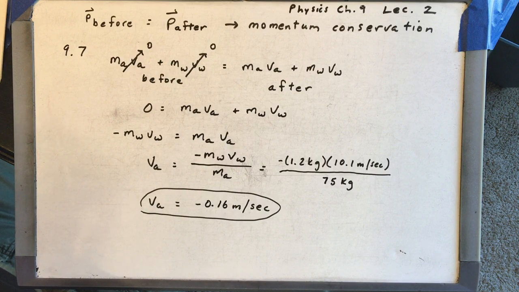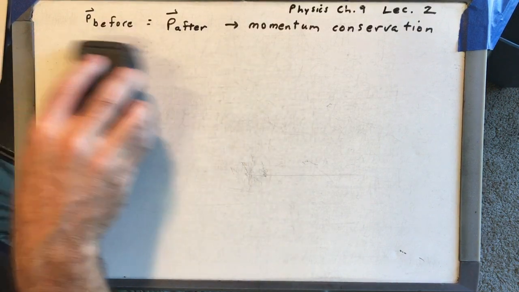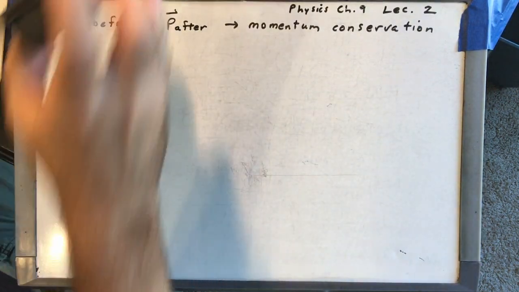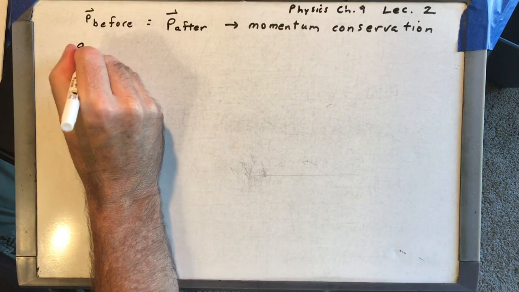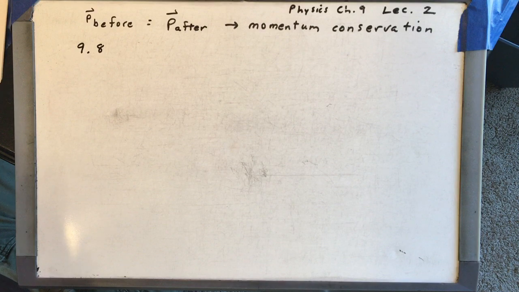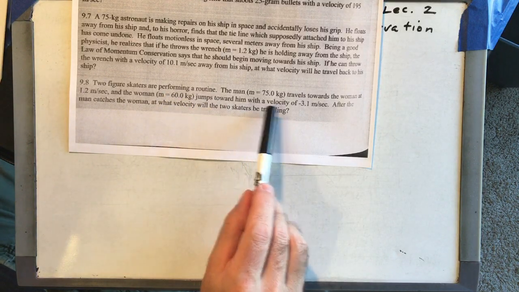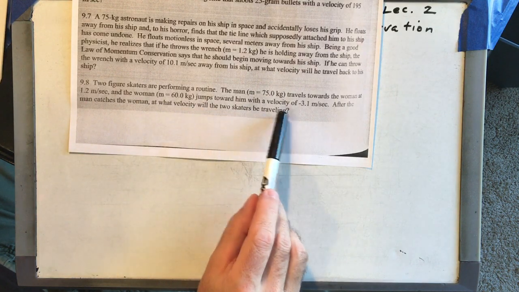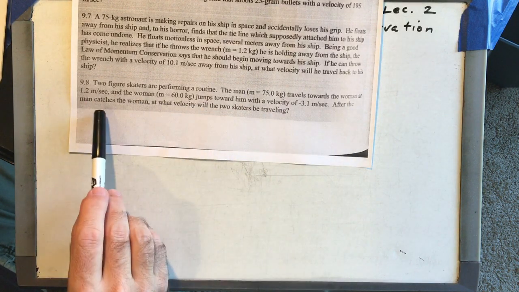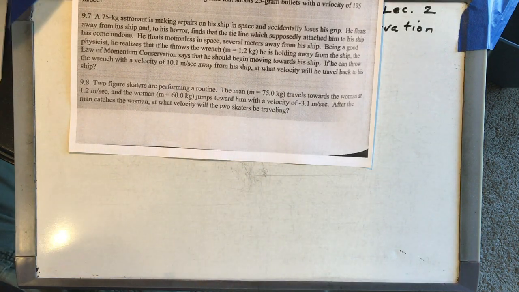All right. That's 9.7. Let's look at 9.8. So 9.8 is a little bit different. It says two figure skaters are performing a routine. The man travels towards the woman at 1.2 meters a second. The woman jumps toward him with a velocity of negative 3.1 meters a second. After the man catches the woman, at what velocity will the two skaters be traveling?